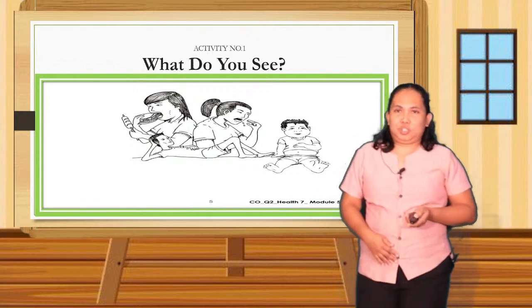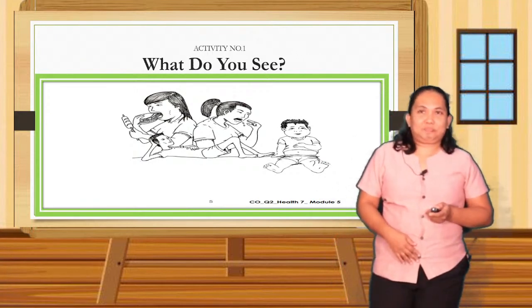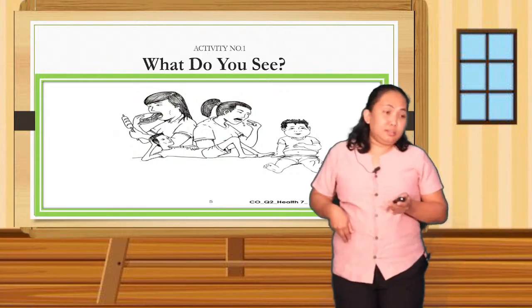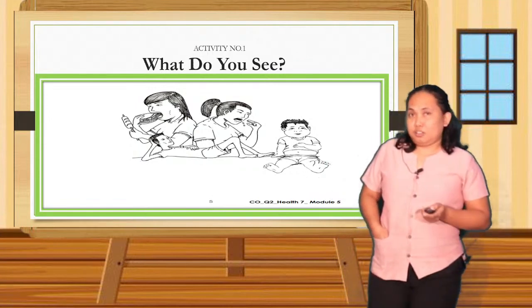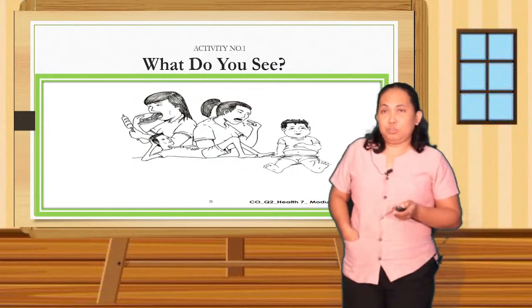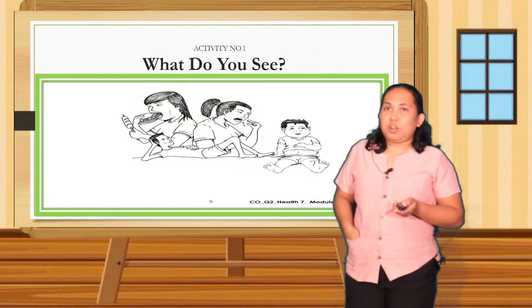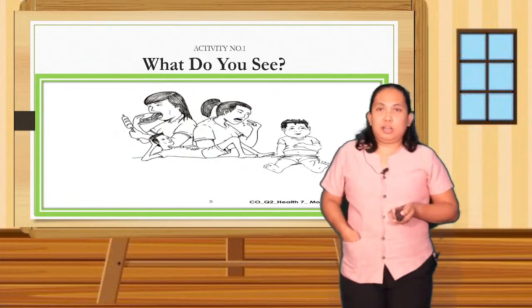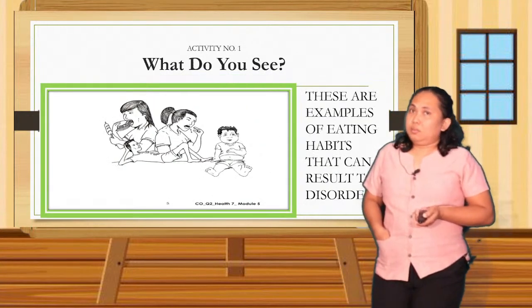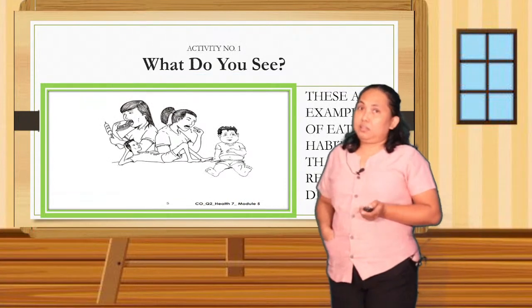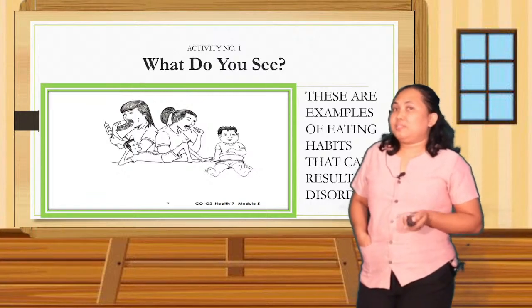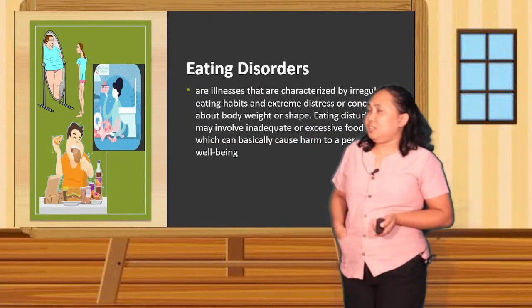Please take a look at the picture. What can you see? Maybe you can see different people with different characteristics, different body builds. You can see there's a fat one, a thin one, a girl who has a lot of food to intake, and the other one is trying to vomit out the food that she has taken in. So how is this connected to our lesson? So these are examples of eating habits that can result in disorders. Which disorders? Eating disorders. So what is an eating disorder?